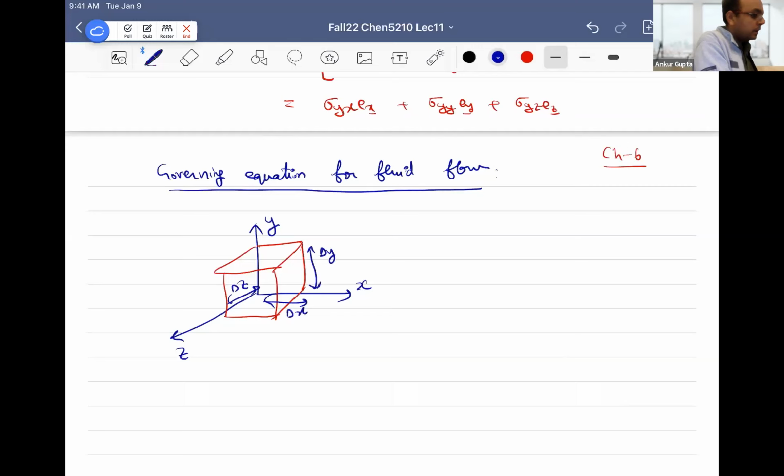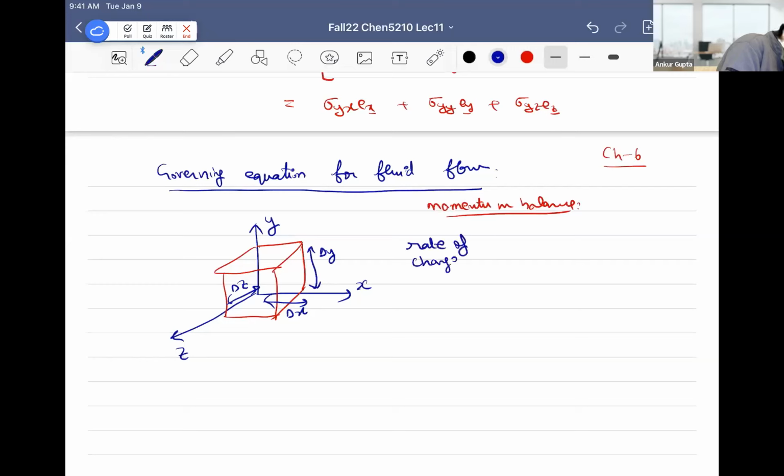Now we will do a momentum balance. So this is very important. We'll do a momentum balance. And for that, the equation is: rate of change of momentum plus momentum outflow is equal to the net force applied.